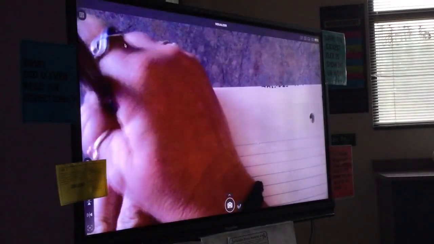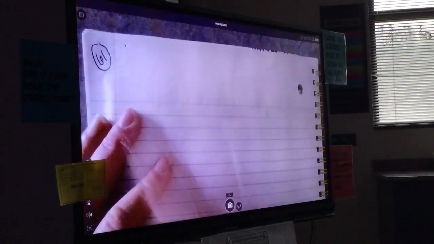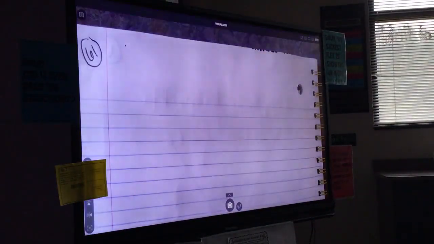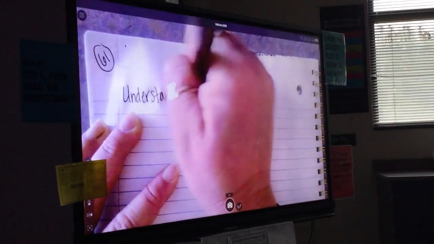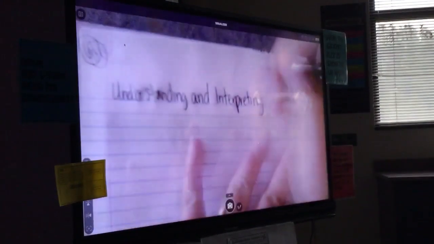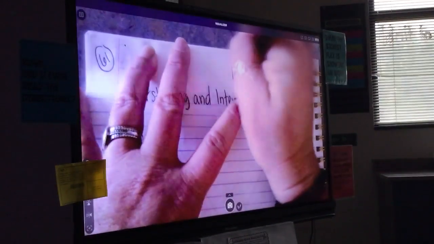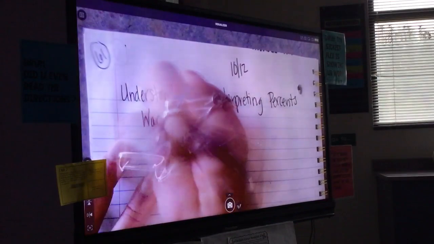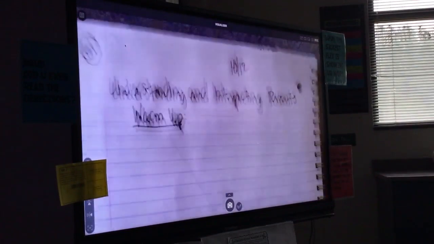On the next blank left page in your notebook, you need to title it. Are you going to work today? Understanding and interpreting percents, and today's date, which is 10/12, and this is going to be your warm-up. And each day we are going to do a warm-up when we're dealing with these different types of percent questions.